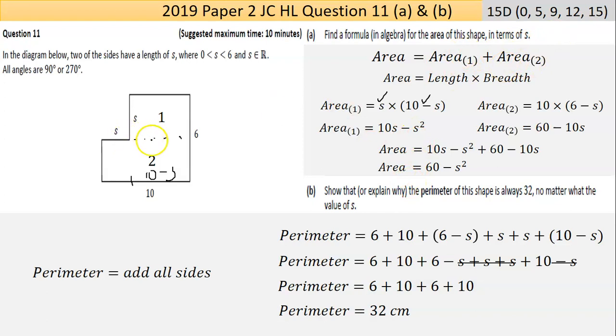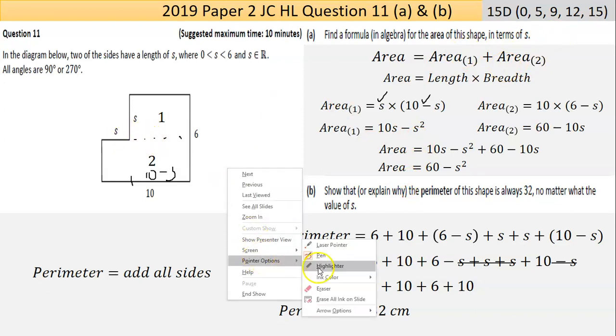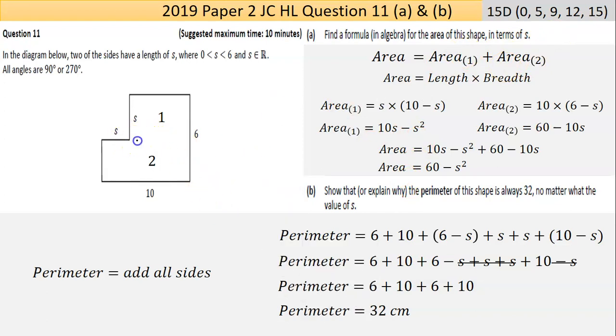Then I did the same thing for the second part. So again, we're now looking at this bottom part here, and this is length by breadth, so it's 10 times, and what's the length of this? Well, the full thing is 6, so that little bit there is 6 take away this, take away S. So this shape 2 is 10 times 6 take away S. That's expressed there. So 10 times 6 is 60, 10 times negative S is negative 10S.